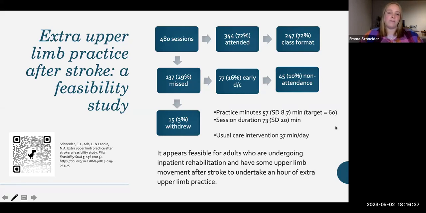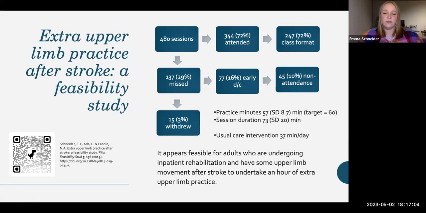But also, unsurprisingly, but might be shockingly to you, in the usual care intervention, people were only scheduled for about 37 minutes a day. So this is data that shows that on average, people complete about 37 minutes of practice a day. But that was all usual care intervention. It wasn't just upper limb therapy. So this was quite a significant increase in the amount of practice that they were usually receiving.